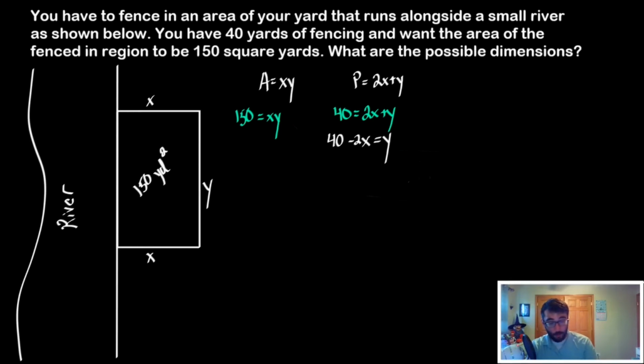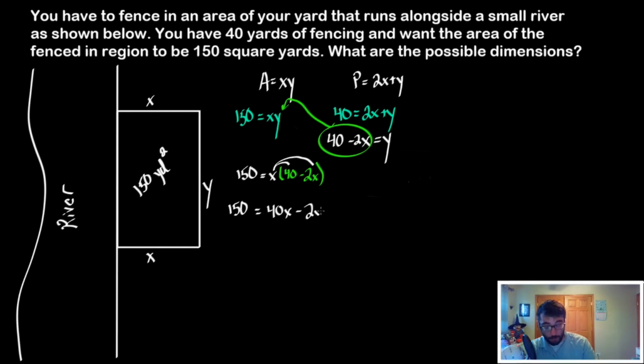And what I could do now is take this 40 minus 2x here, and I can substitute that in for y in the other equation. That would end up getting us 150 is equal to x times y. Well, y we just found out in this particular context is 40 minus 2x. And now we're going to end up having a nice quadratic equation. If I distribute this, I get 150 equal to 40x minus 2x squared, and there we go. We have a quadratic equation now.